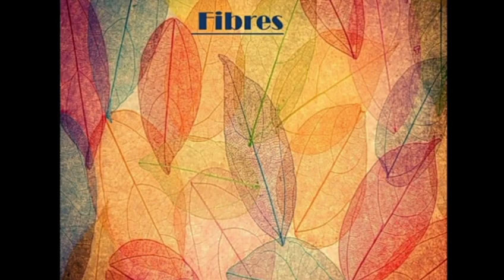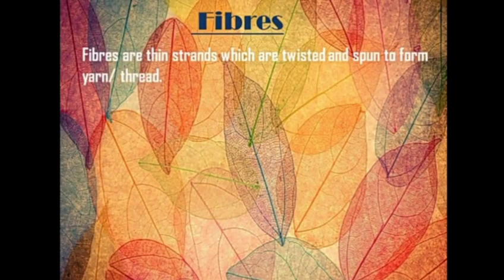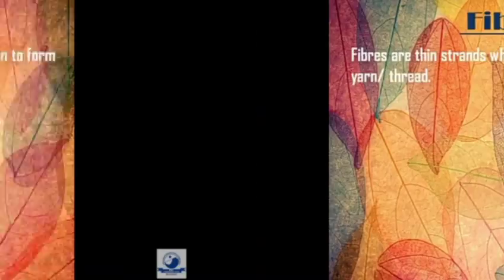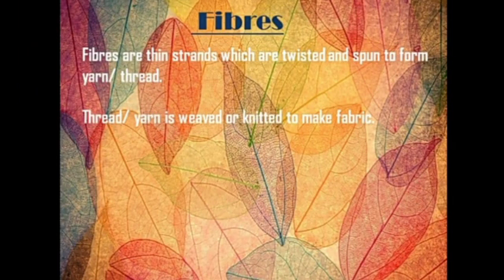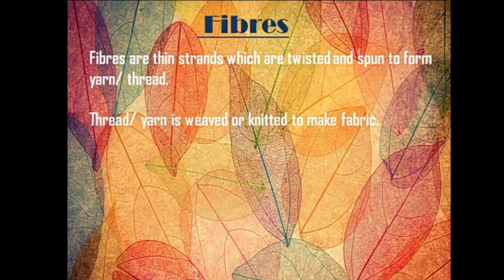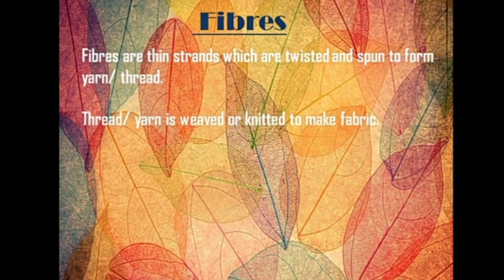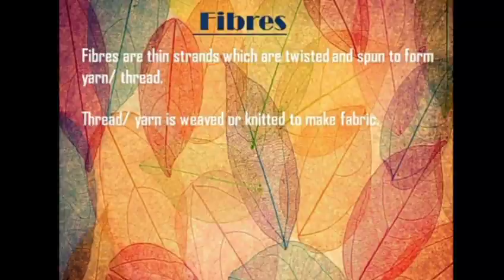Coming to the very basic, we are having fibers. So what are fibers? The fibers are the thin strands which are twisted and spun to form yarn or thread. Then these yarn or threads are woven or knitted to make fabric. And fabrics are what? Fabrics are the clothing that we wear today. We wear shirts and pants, that is a kind of fabric. So fibers are twisted to form threads or yarns, and then yarns or threads are woven to make fabric.